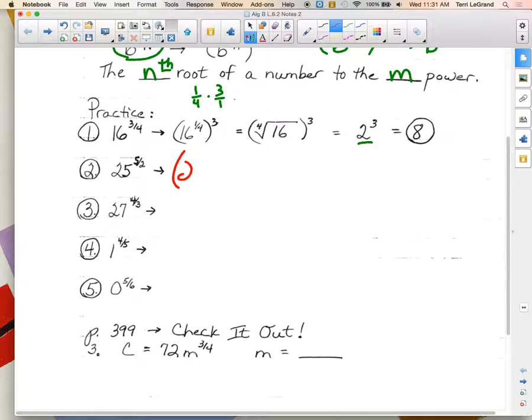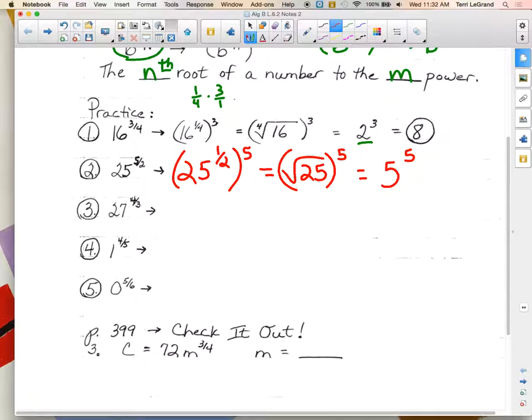Okay, so 25 to the 1/2 power, that's being raised to the 5th power. Well, 25 to the 1/2 power really means what? What root of 25? Square root. The square root of 25 raised to the 5th power. I think our power table is going to come in handy here. What is the square root of 25? 5. Okay, so we get 5 for our parentheses, and now that's going to get raised to the 5th power.